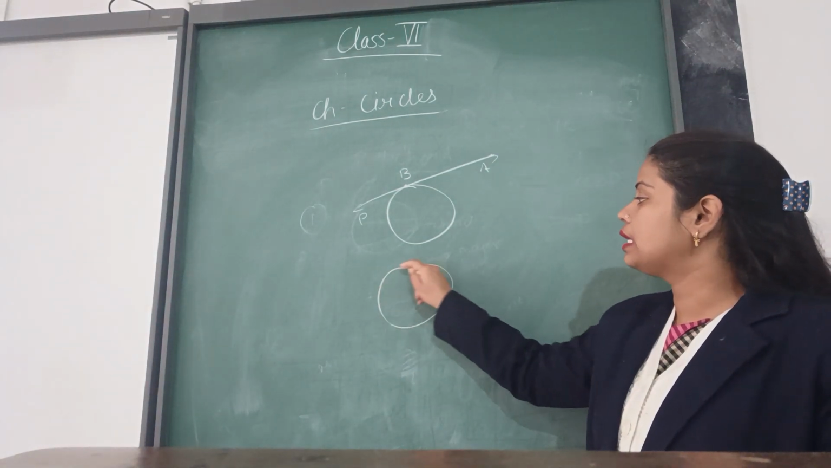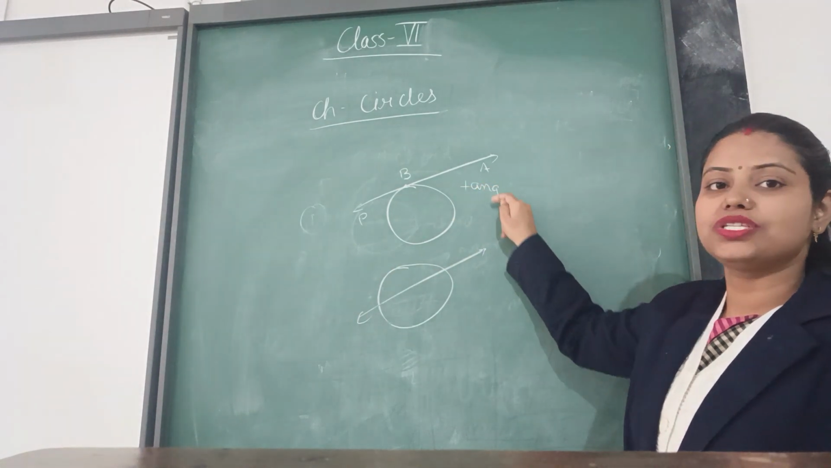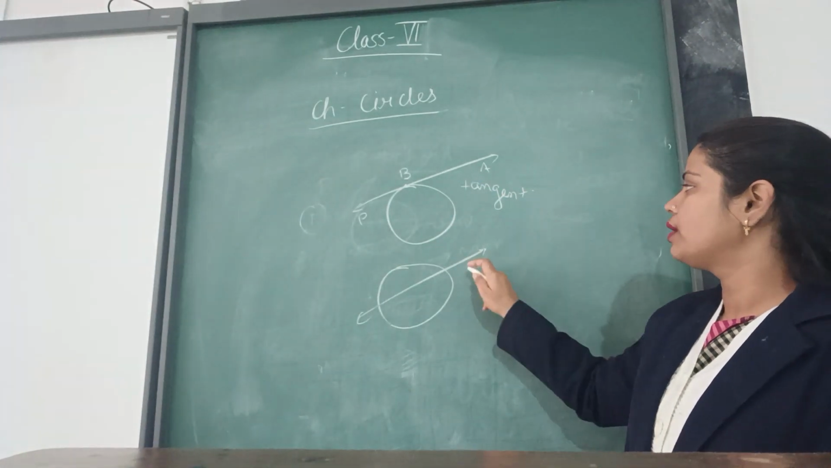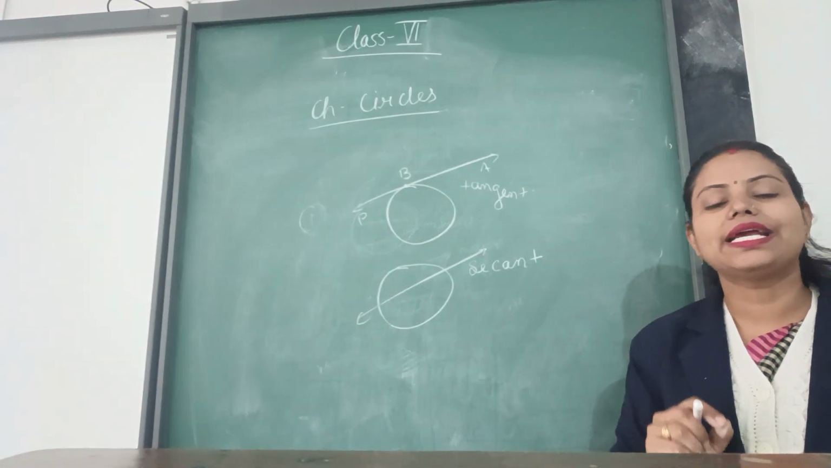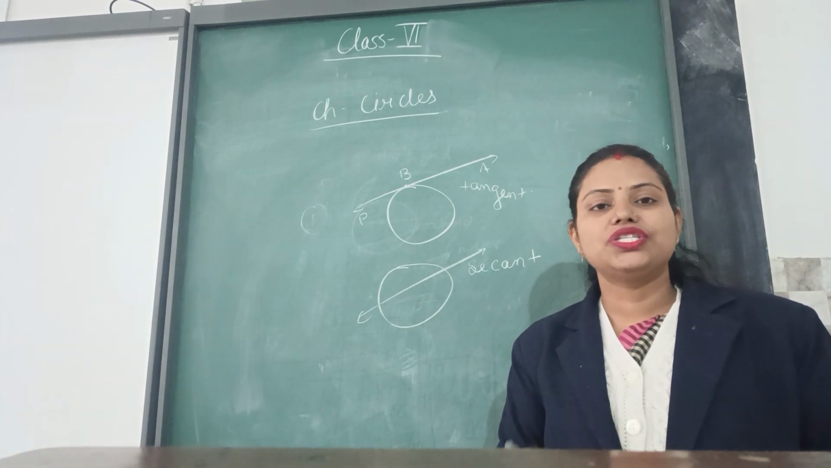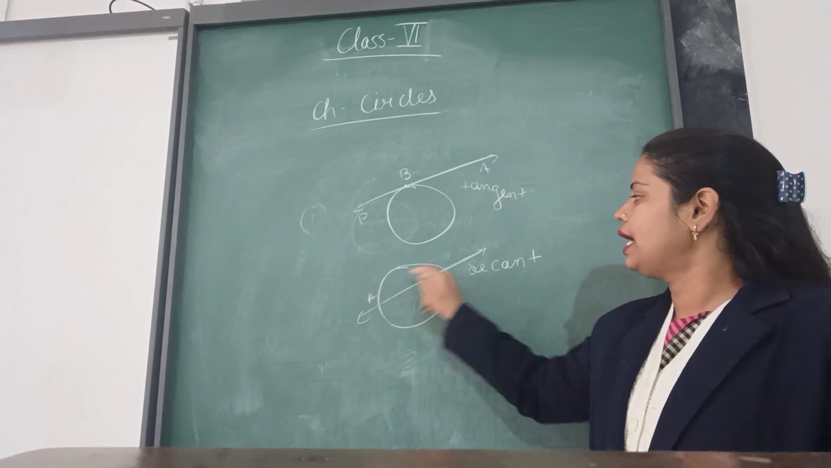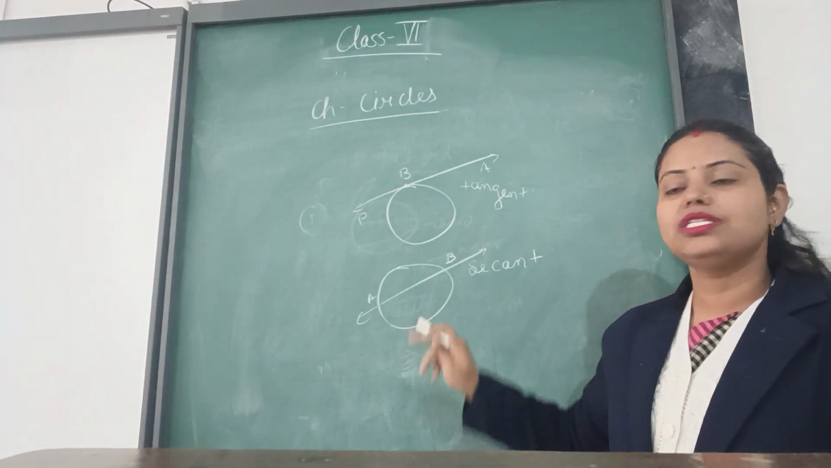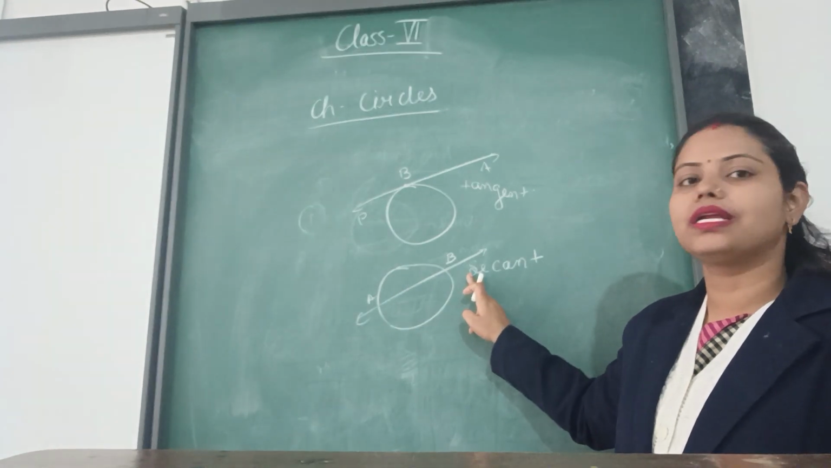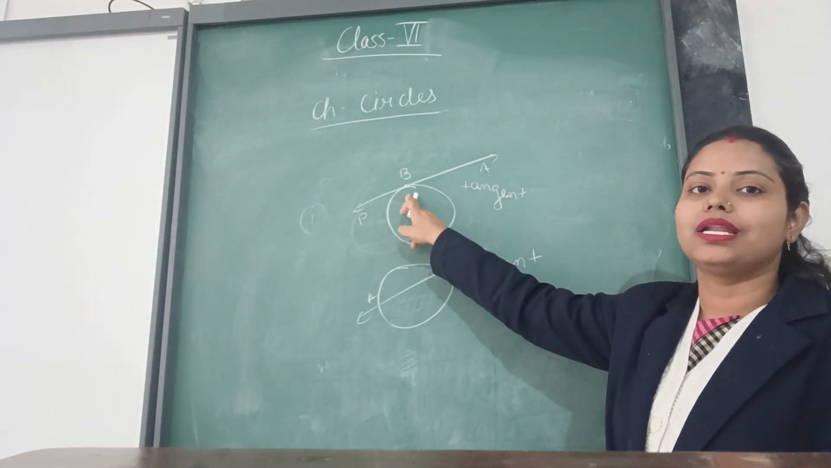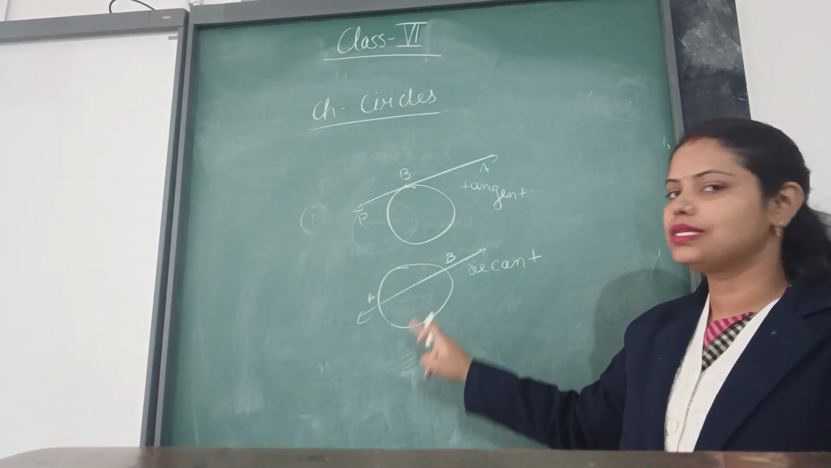Then we have another word which is secant. This is tangent because it touches the circle at only one point. This is secant. Now what is the secant? Secant is a line which cuts the circle at 2 points, at this point A and at this point B. So this particular line will be called as secant. It is cutting the circle at 2 points. This one is only touching the circle externally at 1 point, so it will be called as tangent, and this is called as secant.